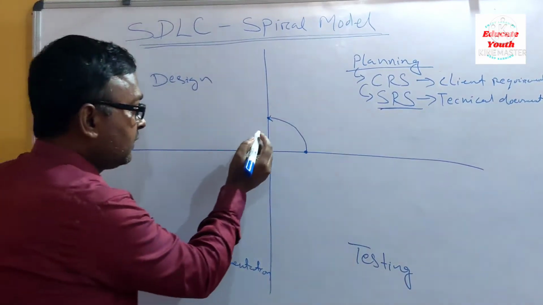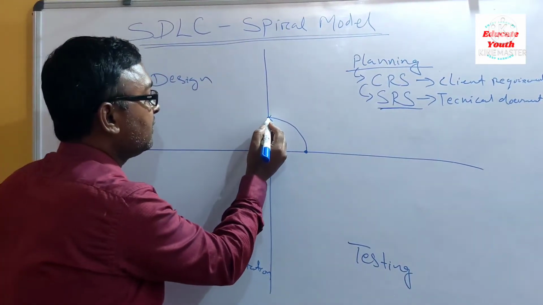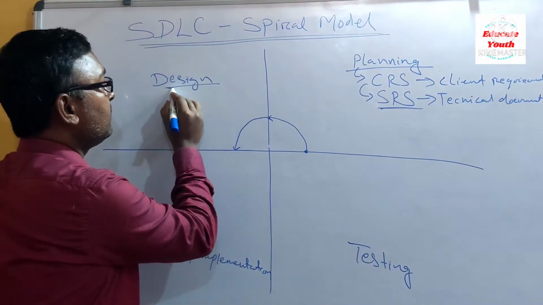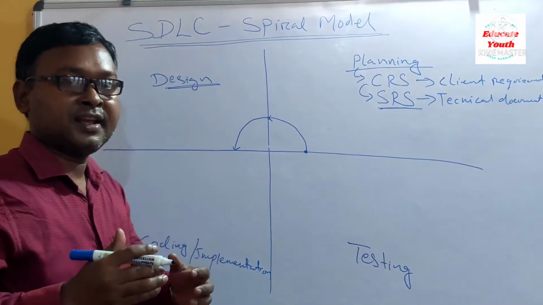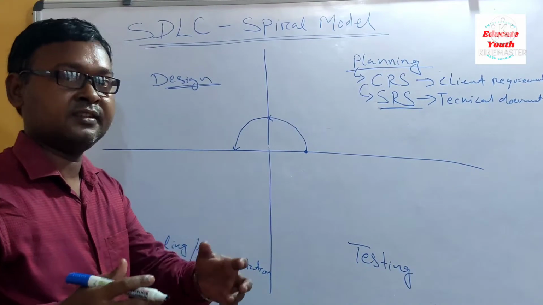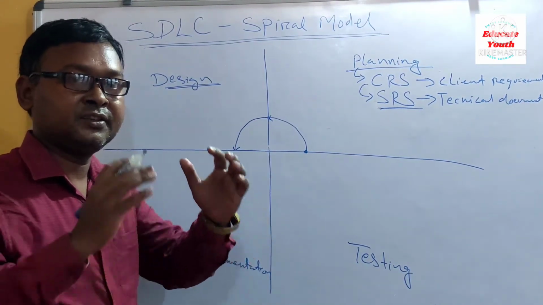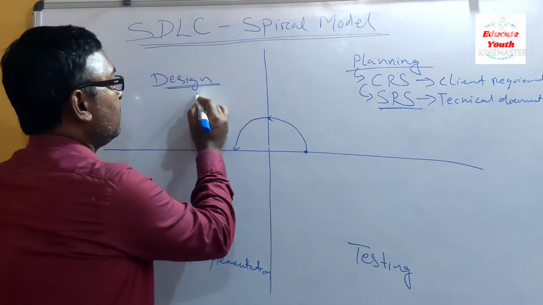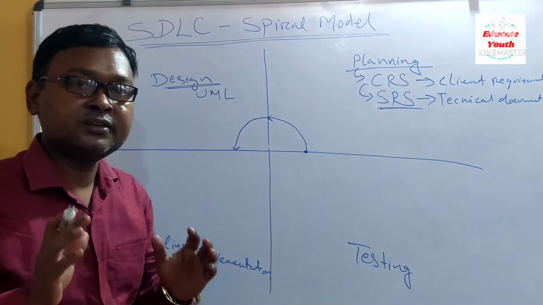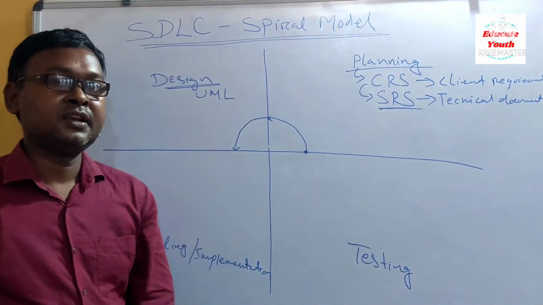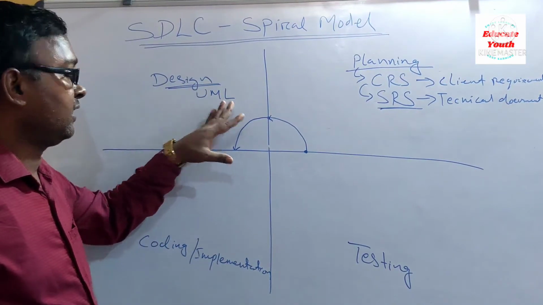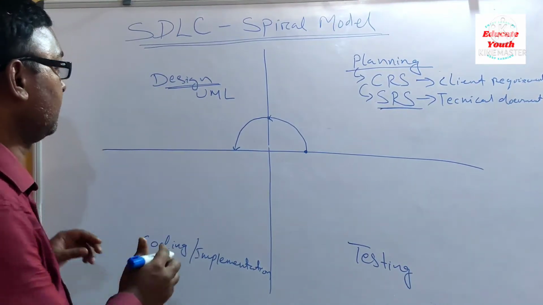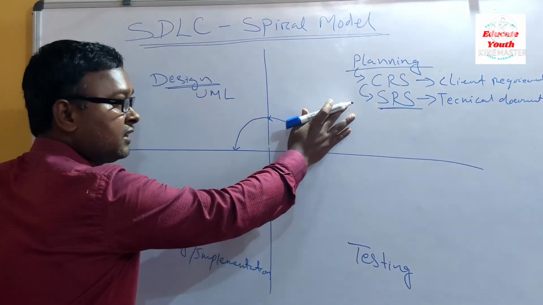Next, you are going to the designing phase. In the designing phase you will be using a certain language, that means a designing language. You represent your overall project in a pictorial, diagrammatical way. Mostly you will be using the UML language, Unified Modeling Language. Right now, at this particular point, I'll give one example and make you understand. You have completed CRS, and SRS is completed.